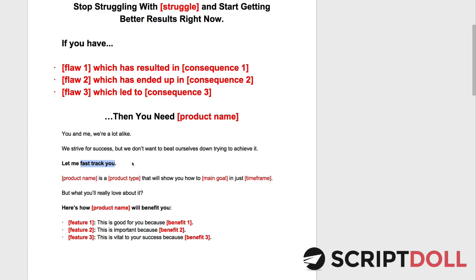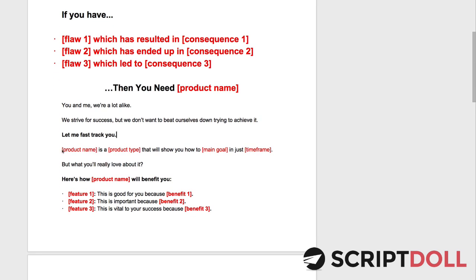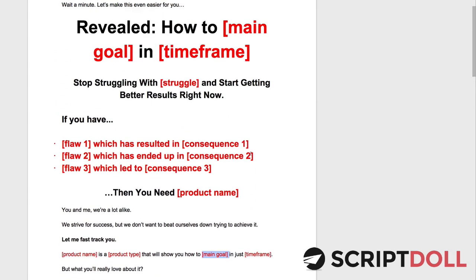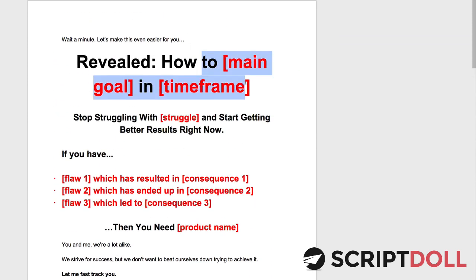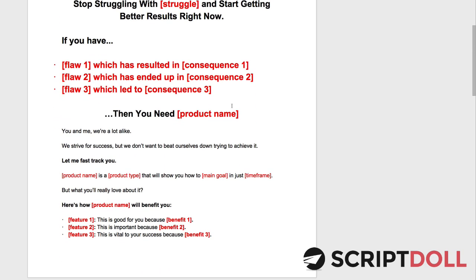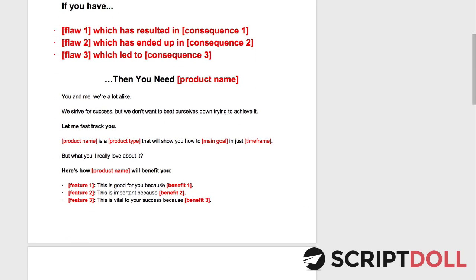This is maybe a service that they can buy that's going to fast track it for them, make what they just bought, which works, even quicker, and it really helps them scale their results. All right, so product name, whatever the name of the product is. Is it a software, is it a book, is it a method, what is it, that will show you how to, and then whatever their main goal is, in just a certain amount of time. Pretty much the same thing that we've got up here. The ScriptDoll software, by the way, fills all this in for you if you just enter the information in once.